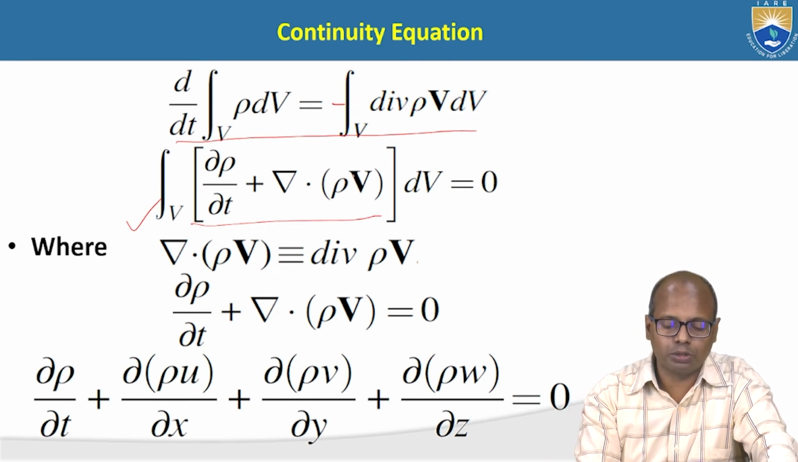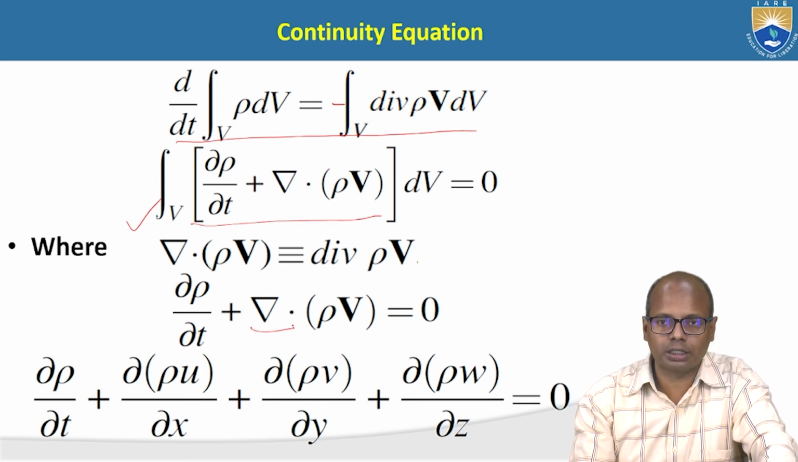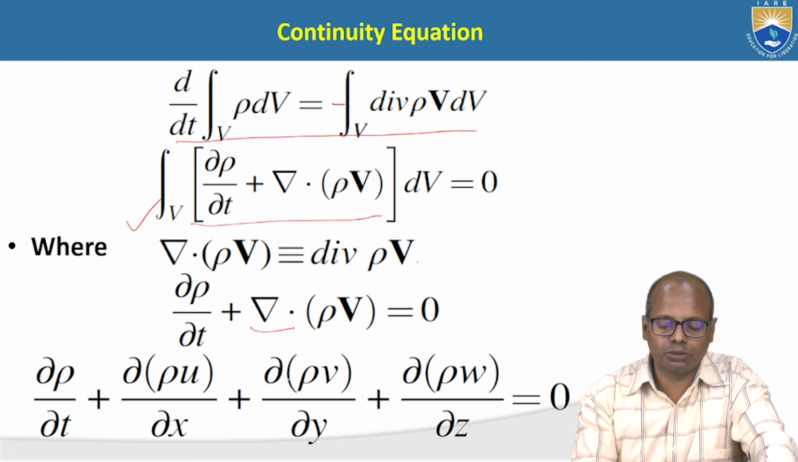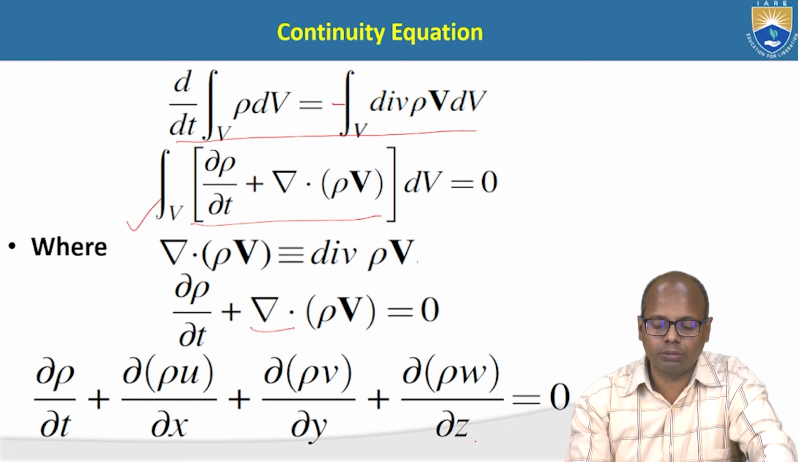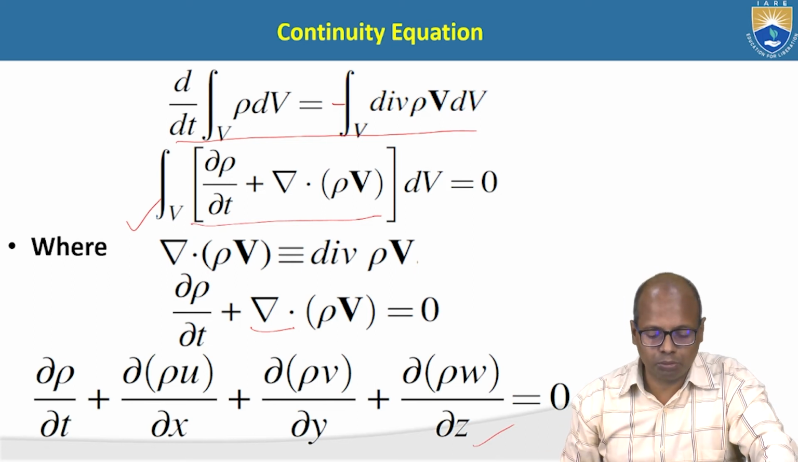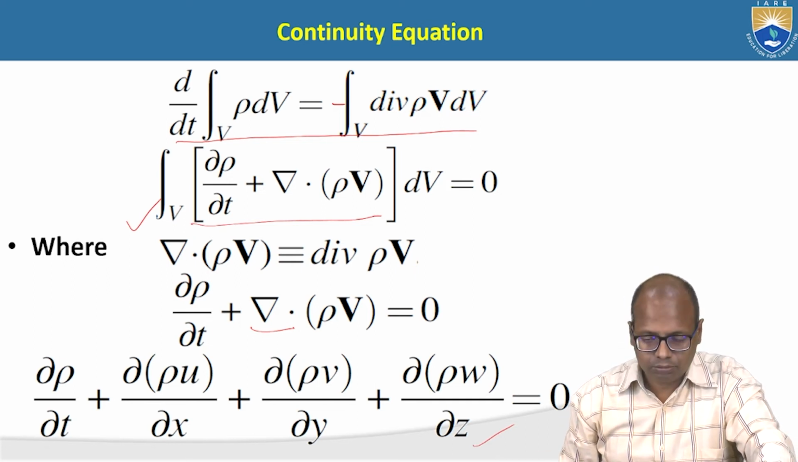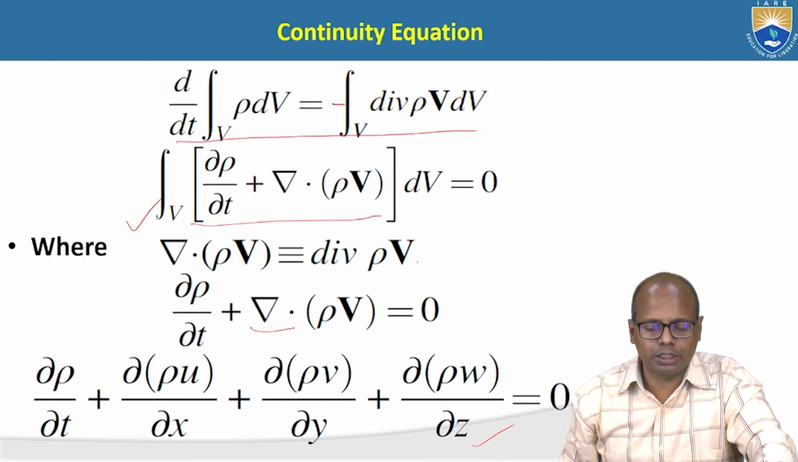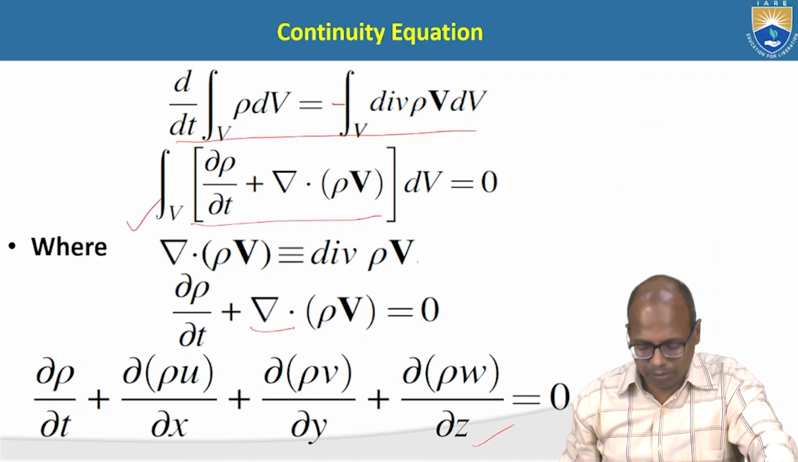Now if I expand this del into Cartesian coordinates, what I will get is dou rho u by dou x plus dou rho v by dou y plus dou rho w by dou z equal to 0. So this is the continuity equation. This is one way of approach, and everything here you have to remember. In these two slides what we have seen, everything you have to remember.